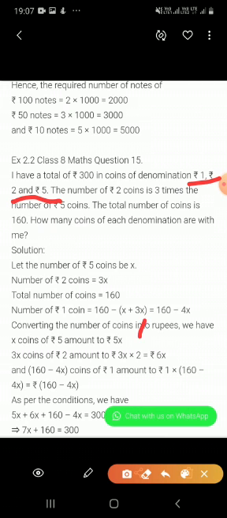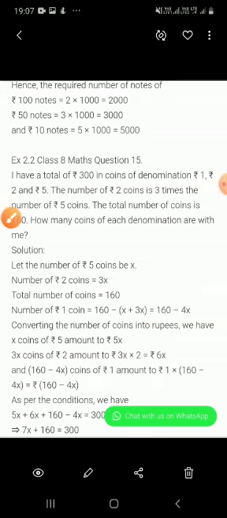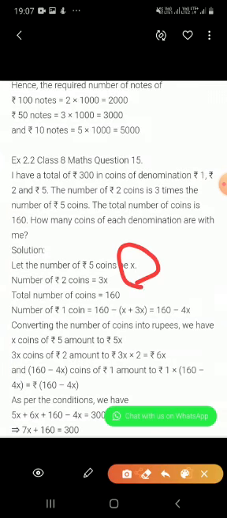The number of rupees 2 coins is 3 times the number of 5 rupee coins. The number of 5 coins we don't know. So we have assumed, let the number of 5 rupee coins be x. And the number of 2 rupee coins is 3 times, so it will be 3x. The number of 5 rupee coins is x and the number of 2 rupee coins is 3x. Hope you are getting me.